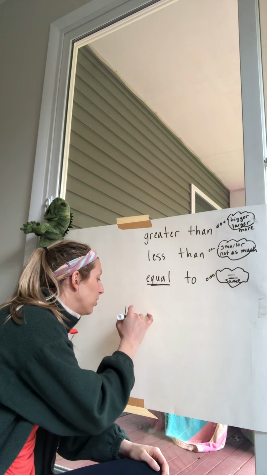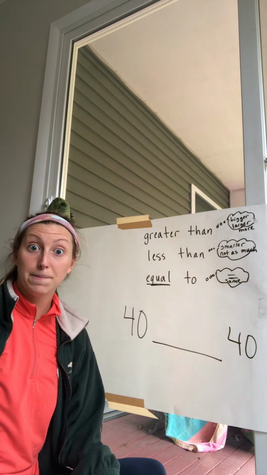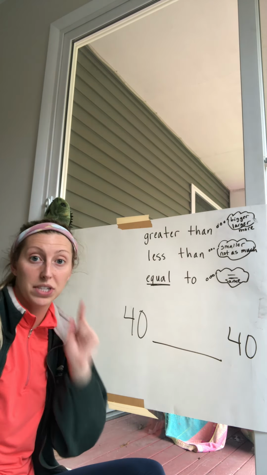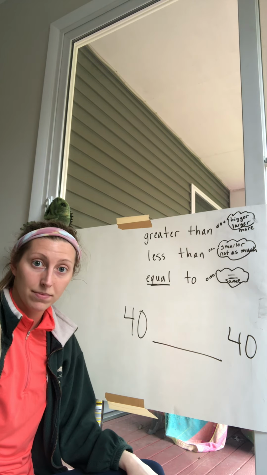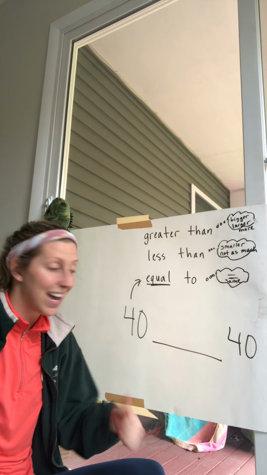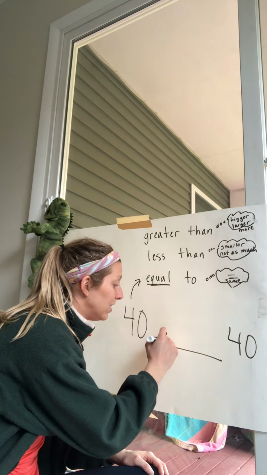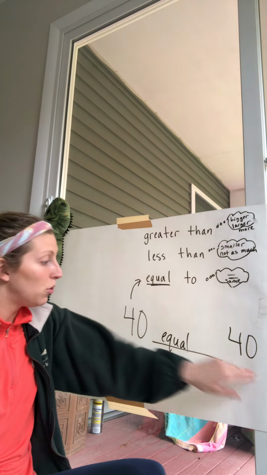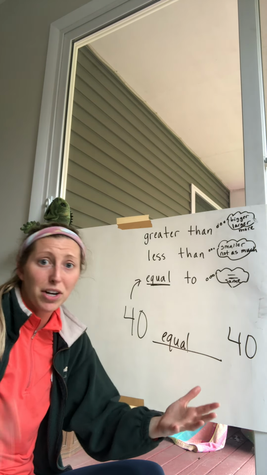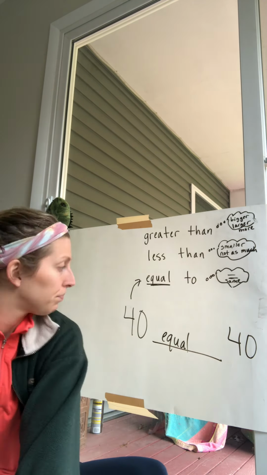Now, I want you to say the one that this next one is. Okay, we have 40 and 40. Go. Greater than, less than, equal to. You say it. Shout it out. I hope I heard some equal tos. Exactly right. 40 is equal to 40. They're the same number. If I had $40 and my friend had $40, we have the same amount. It's equal. Good.